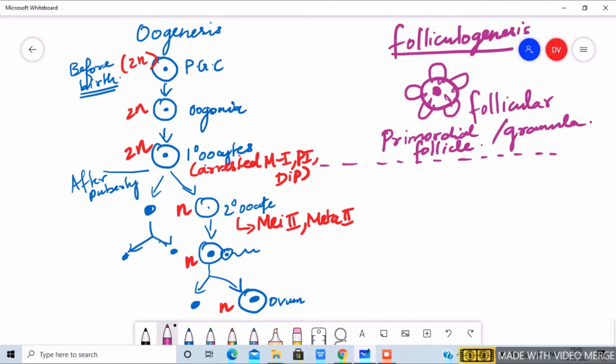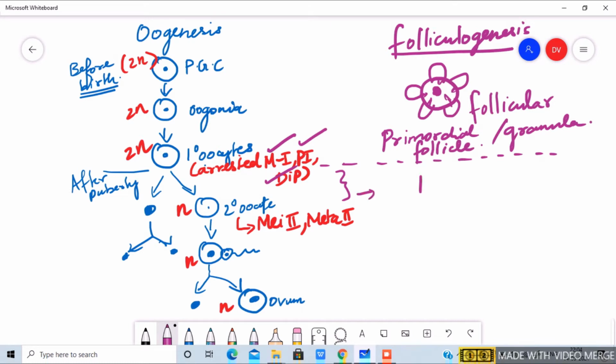After puberty, the primary oocyte which was arrested in meiosis 1, prophase 1, diplotene stage, will complete its meiosis 1 and form the secondary oocyte. You know what happens during this phase? A lot of changes in the follicular cells will happen. We will see what series of changes happen in them. At that phase, the primordial follicle will change into primary, secondary and tertiary follicle. Now first we will see about the primary follicle.